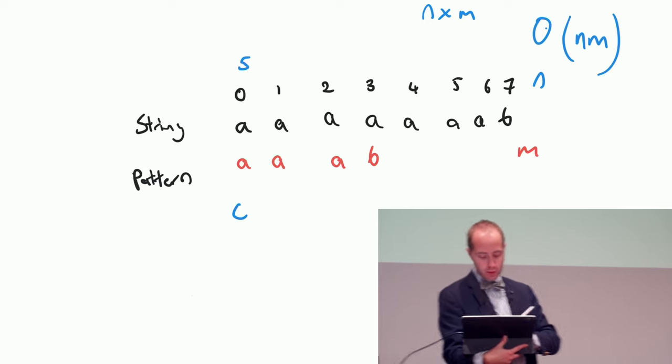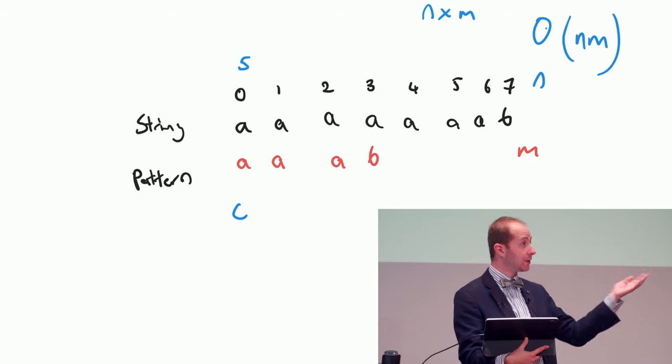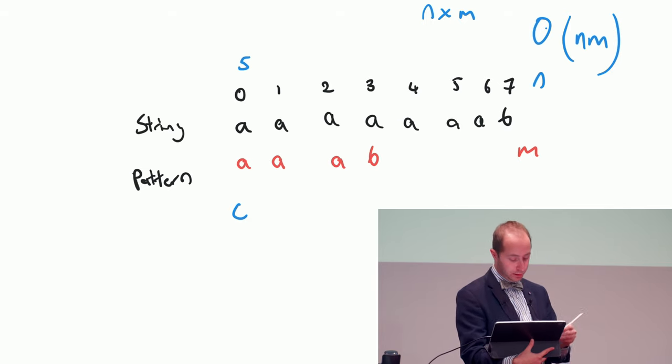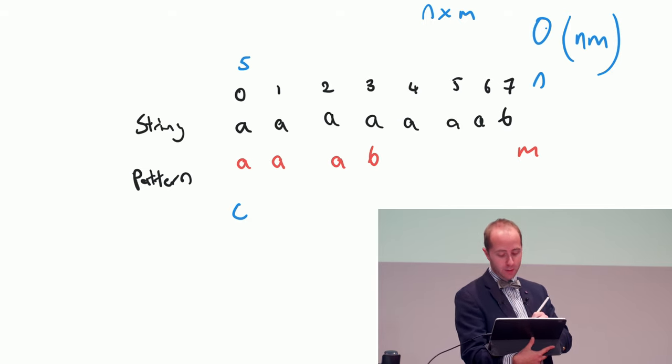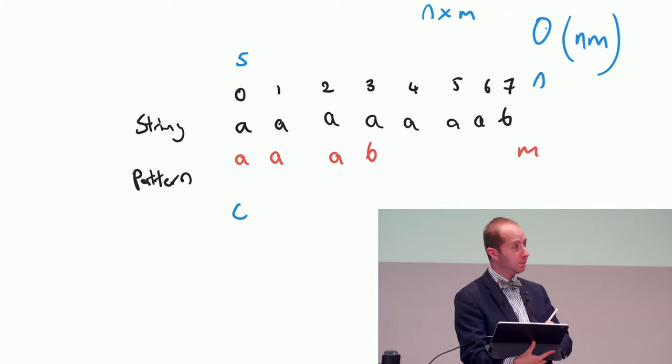So let's walk through that with the iPad so it's a little easier. You're saying that, okay, I have to start at the beginning. There's no way around that. So I check does A equal A, does A equal A, does A equal A, and then I see a mismatch. What should I do with the pattern now?